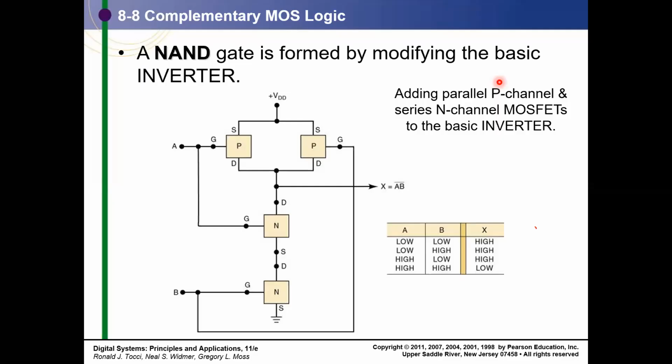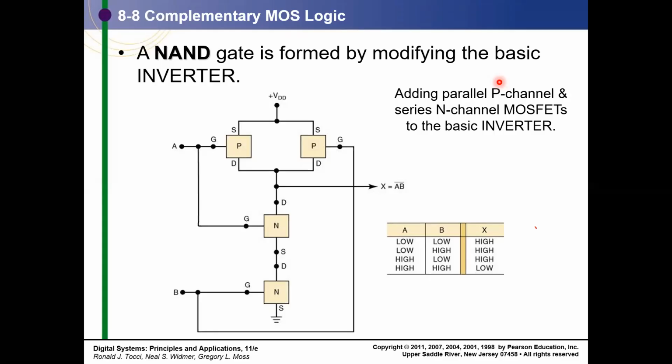You cannot have AND or OR directly realized; the technology does not permit that. If you want an AND gate, you have to have a NAND gate followed by a NOT gate. Similarly, a NOR gate followed by a NOT gate will make an OR gate. So NAND gate and NOR gate are fundamental. So how do you draw the NAND gate?